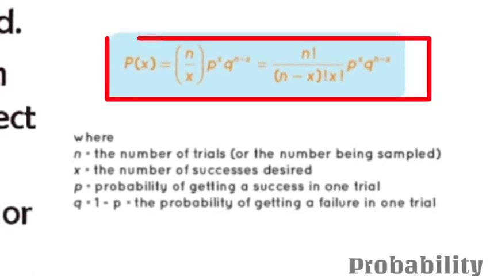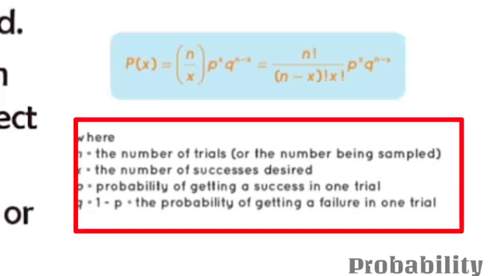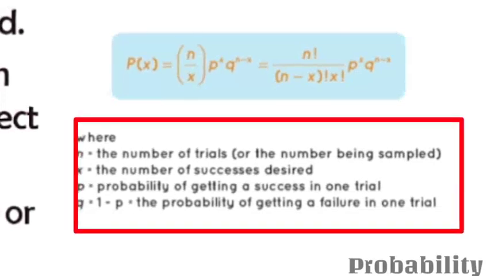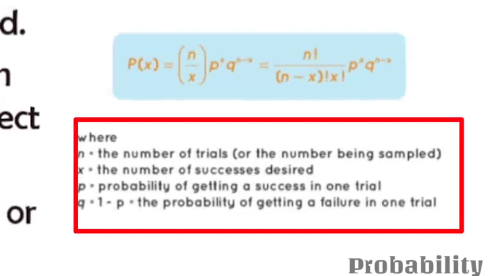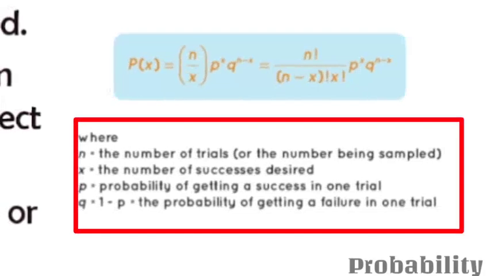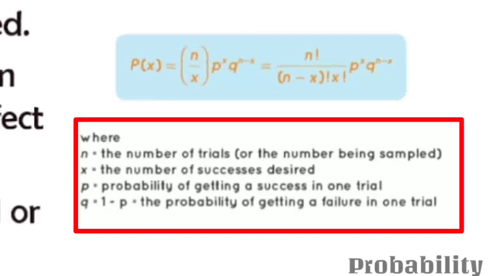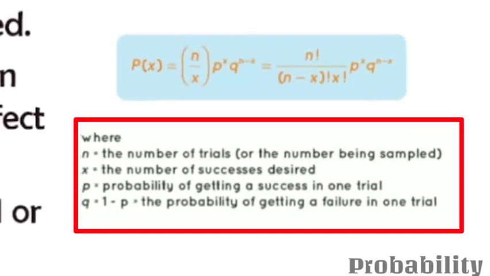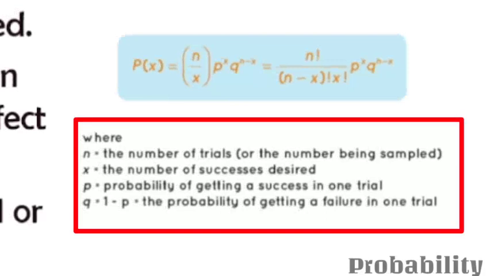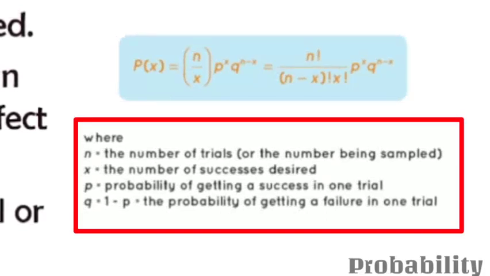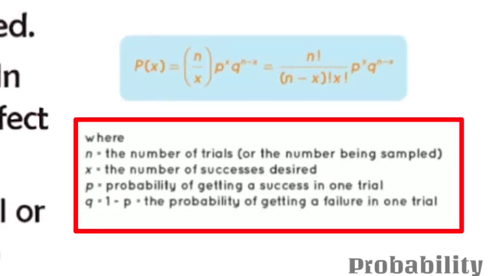Here n is nothing but the number of trials. x is the number of successes desired. So basically for heads or tails, you desire it should be heads, so that will be x, the success, and p is the probability of getting success. And what about q? q would be nothing but 1 minus p, so that is the failure, and that is represented in terms of q. So this is how it has been calculated.